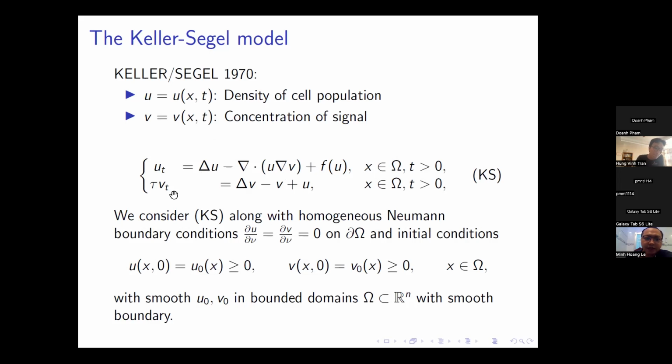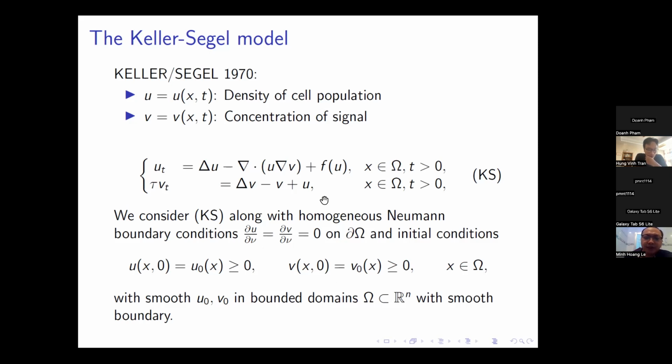And v_t, the second equation, is parabolic when tau is positive, and elliptic when tau is 0. When tau is 0, we call it the parabolic-elliptic system. When tau is 1, or bigger than 0, we call it the fully parabolic system. We will deal with an open bounded domain with smooth boundary and non-negative initial data. We also need the homogeneous vanishing Neumann boundary condition.